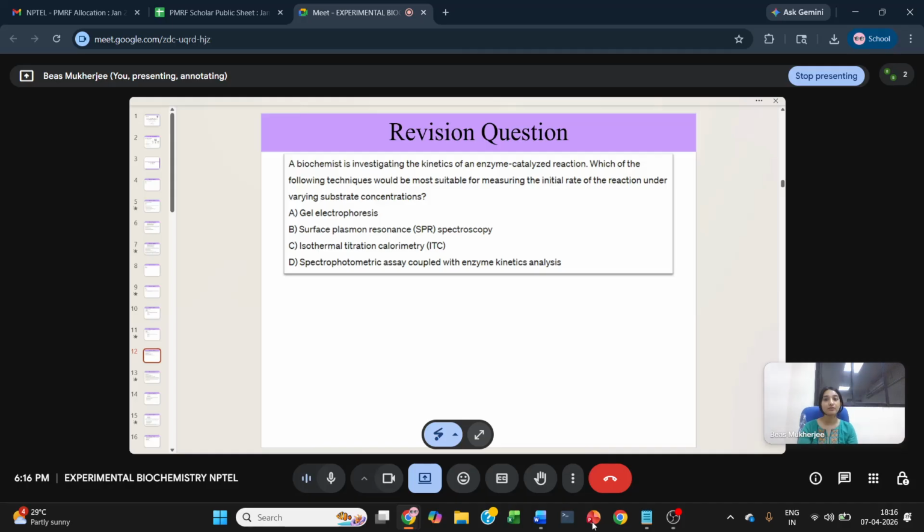Revision question, another one is there. So a biochemist is investigating the kinetics of an enzyme catalyzed reaction. Which of the following techniques would be most suitable for measuring the initial rate of the reaction under varying substrate concentration? Okay, so initial rate of the reaction. So gel electrophoresis, surface plasmon resonance, spectroscopy, ITC, and spectrophotometric assay coupled with enzyme kinetics analysis.